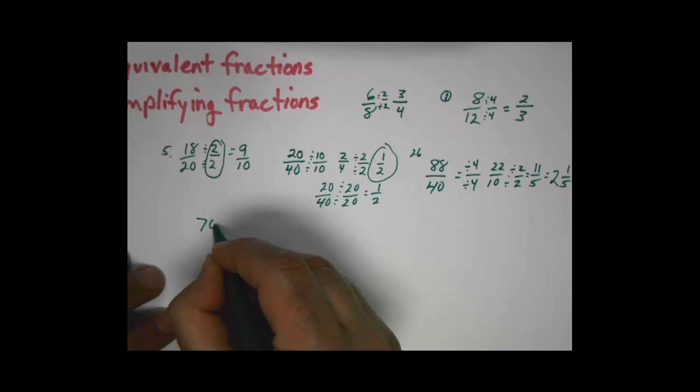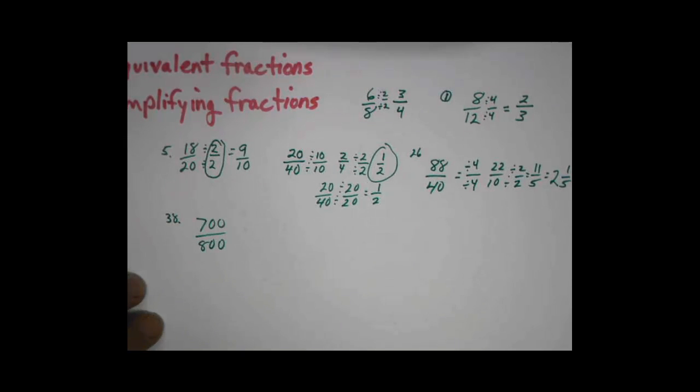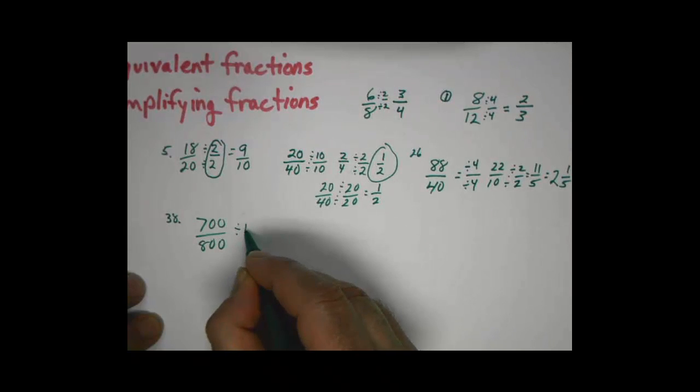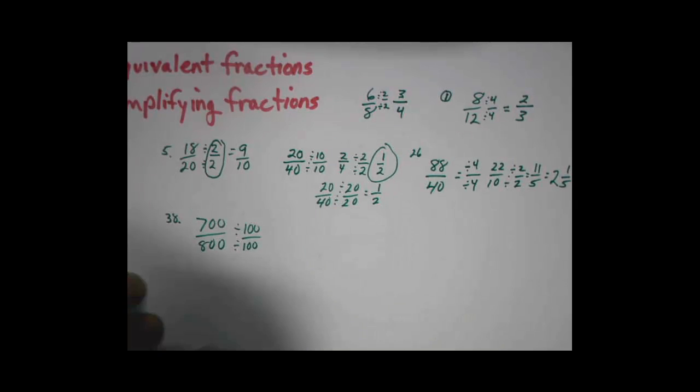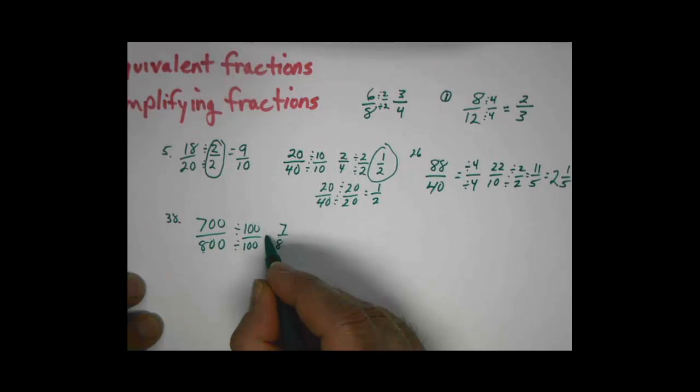Say we had 700/800. This is problem 38. Well, gee, they're both double zeros, so I know that I can divide by 100. How many hundreds in 700? 7. How many hundreds in 800? 8. And I'm simplified in one step.